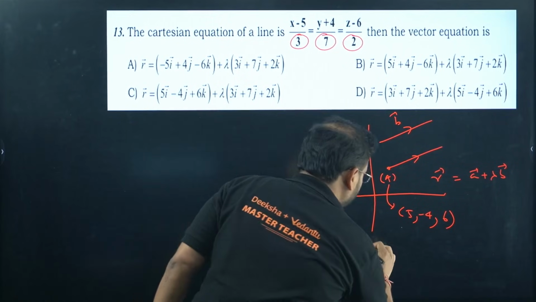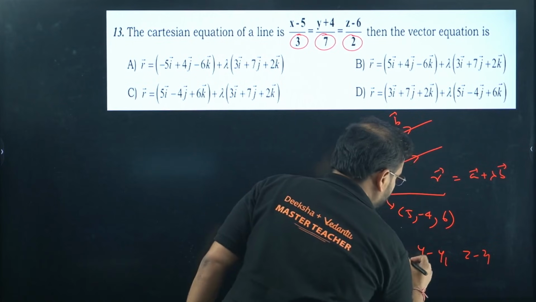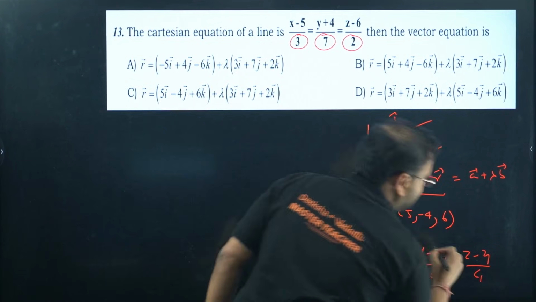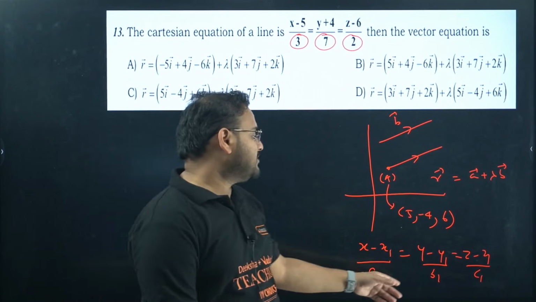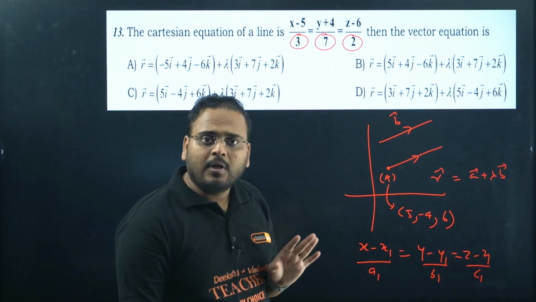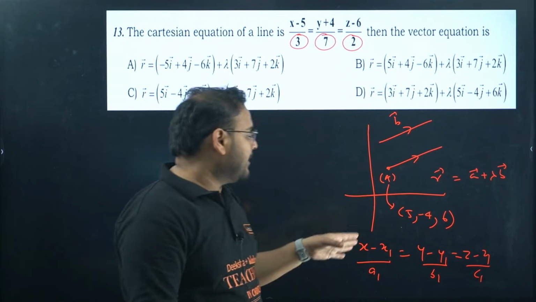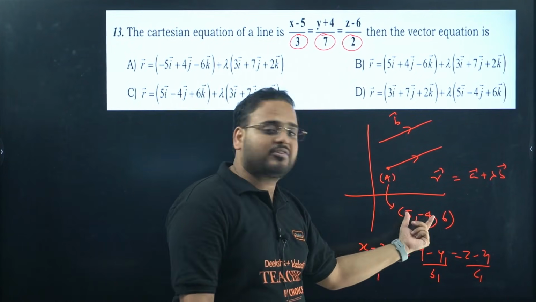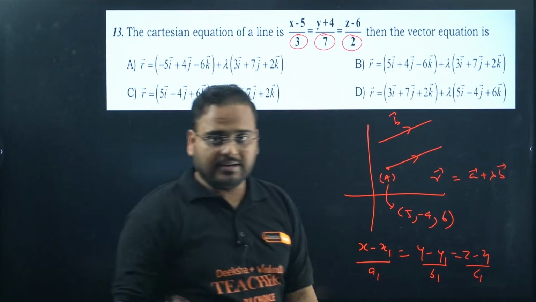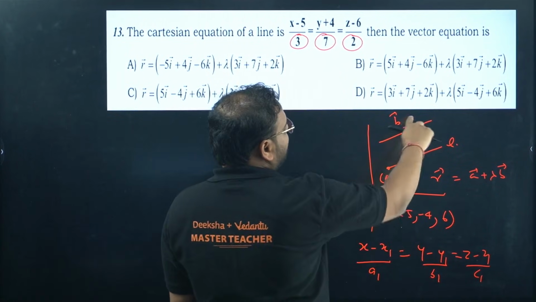Because Cartesian form, if you write like this: (x minus x1), (y minus y1), and (z minus z1), equals, we have here a1, b1, and c1. Correct now? a1, b1, c1 represents the x, y, z components of the vector b, and x1, y1, z1 are the coordinates of the point A. Clear now? Okay. So this is my line L, passing through the point A parallel to the vector b.